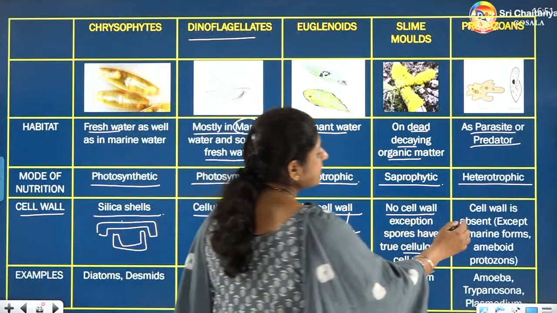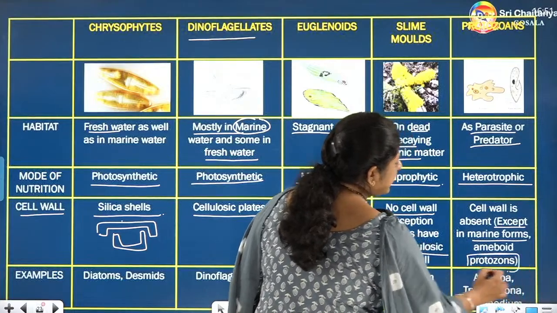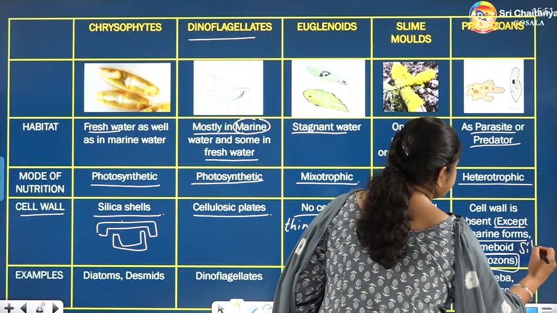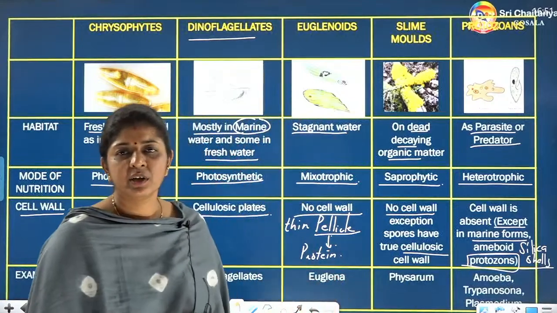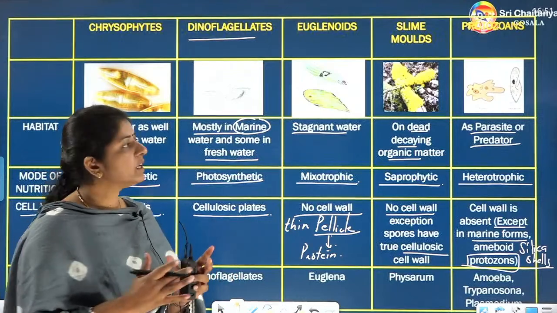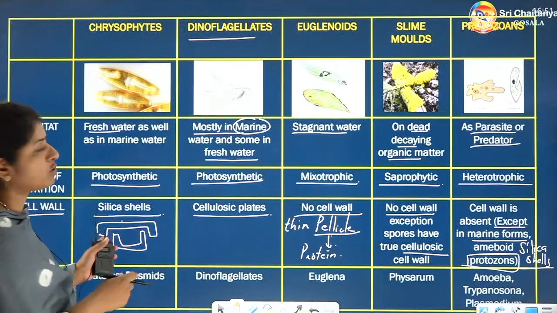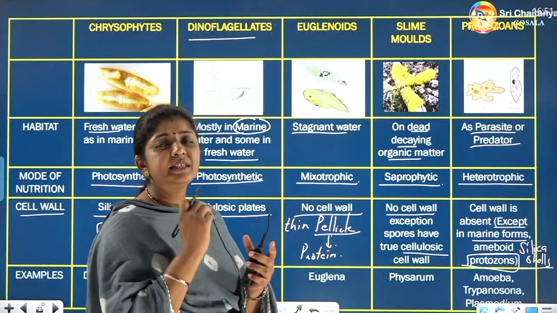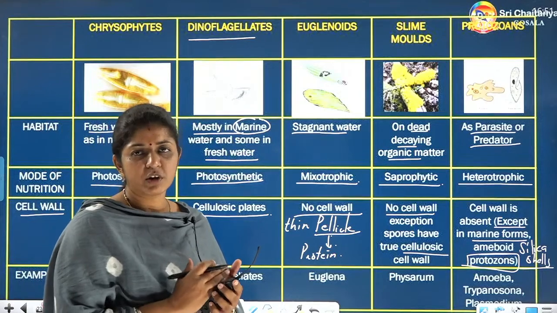Cell wall is even absent in the protozoans, except marine forms of amoeboid which live in marine water. They have which type of cell wall? Silica. They have silica shells. The amoeboid is a group under the protozoans which have silica shells like the chrysophytes. So silica shells are exceptionally present in such amoeboids which live in marine water bodies.